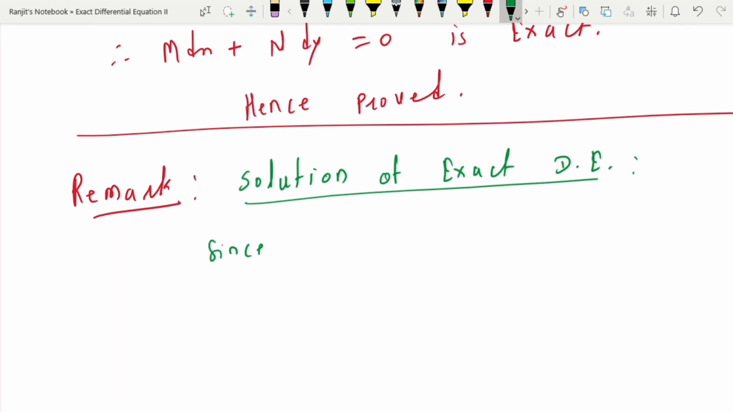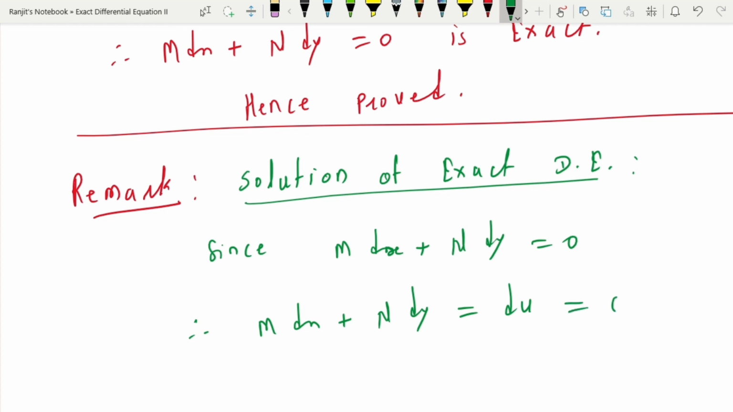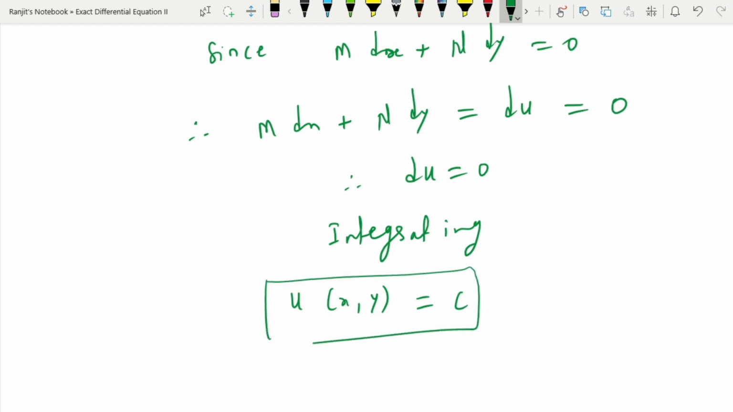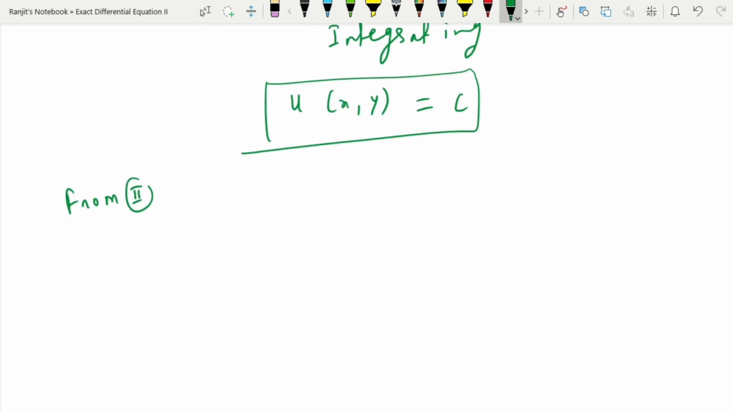Now some remarks regarding the solution of an exact differential equation. Since M dx plus N dy equal to 0 is an exact differential equation, M dx plus N dy is equal to du and this is equal to 0, that is, du is equal to 0. Now integrating, u of x,y is equal to c. This is the solution. From equation 2, u of x,y is g of x,y plus the integral of f of y dy, equal to c.